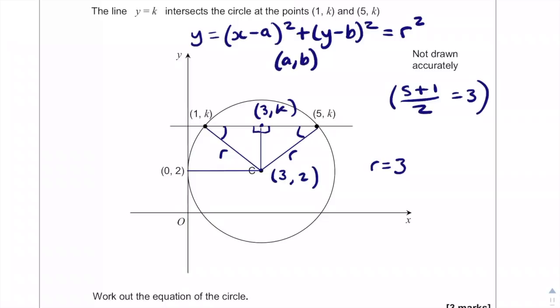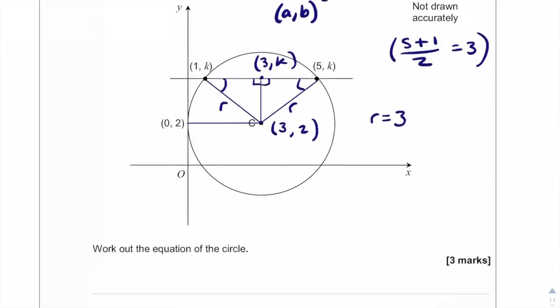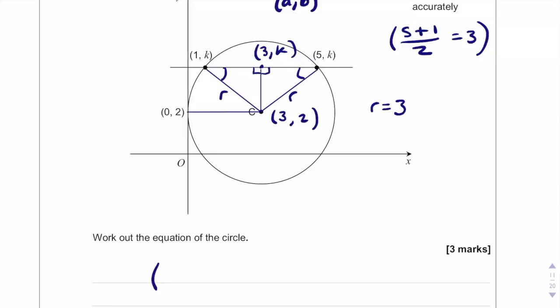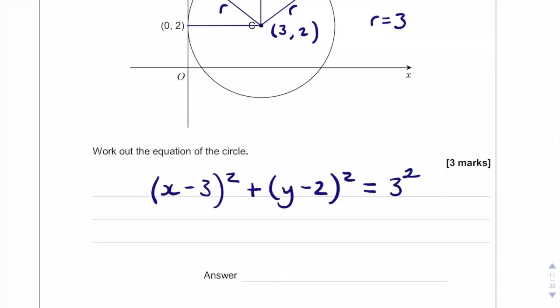But as part of our equation, we need to square r. So our equation is going to be x minus the x-coordinate of our centre, which is 3, all squared, plus y minus the y-coordinate of our centre, which is 2, all squared equals the radius, which is 3, squared. And that gives us an answer of (x minus 3) all squared plus (y minus 2) all squared equals 9. And that is our final answer.